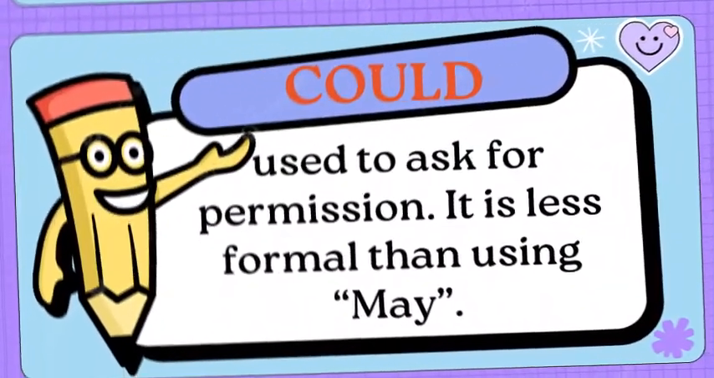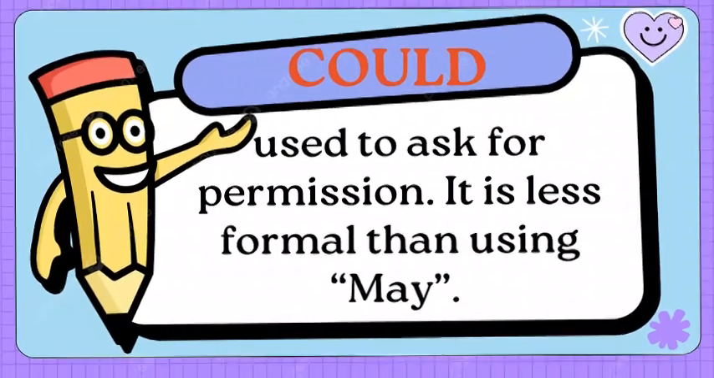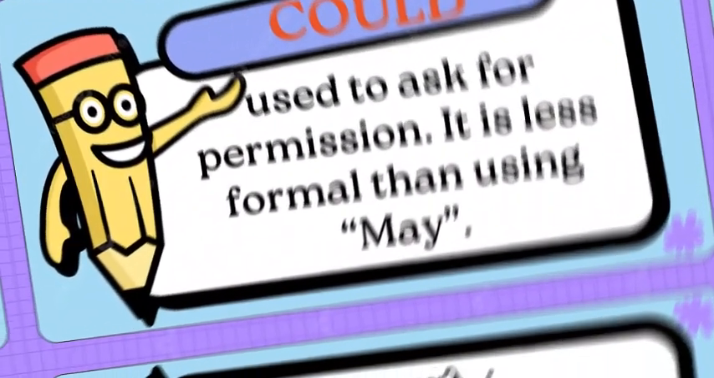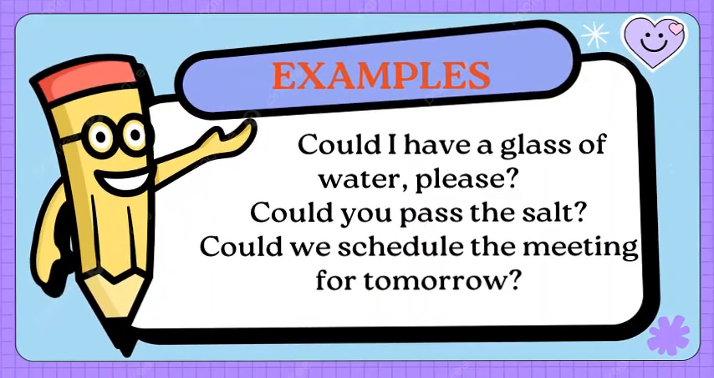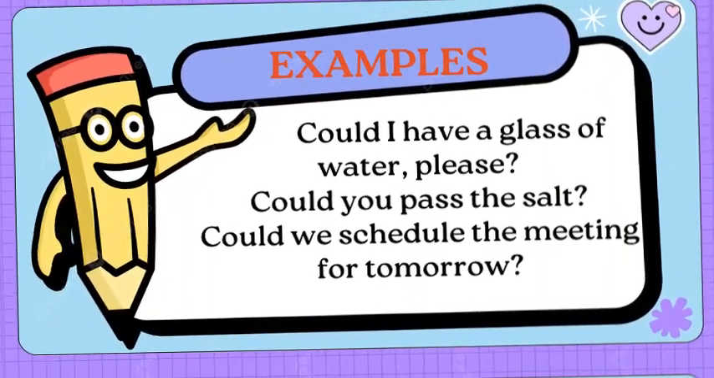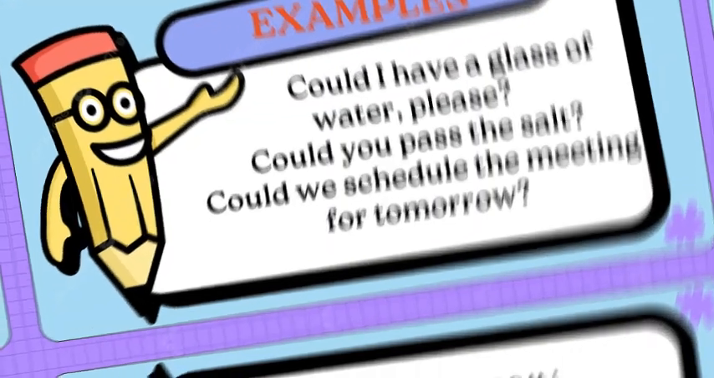Could is the past tense of can, but is also used to ask for permission. It is less formal than using may. Here are some examples with could. Could I have a glass of water, please? Could you pass the salt? Could we schedule the meeting for tomorrow?